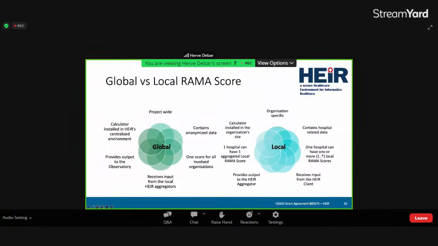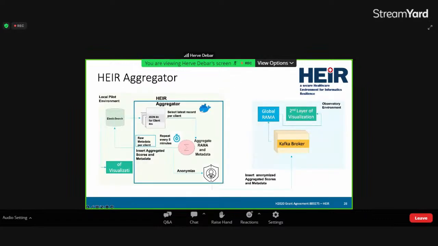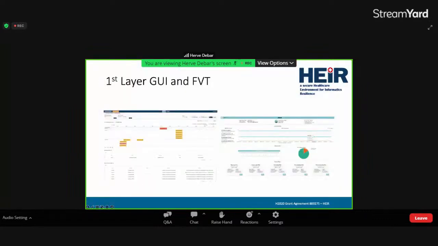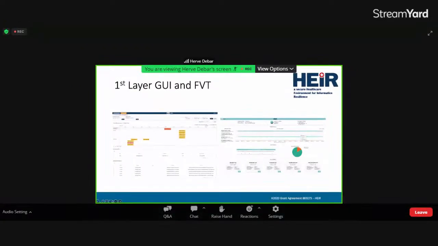And going into the GUI, which I'm going to show next. I'm going to skip that. Okay. So the GUI is shown here.